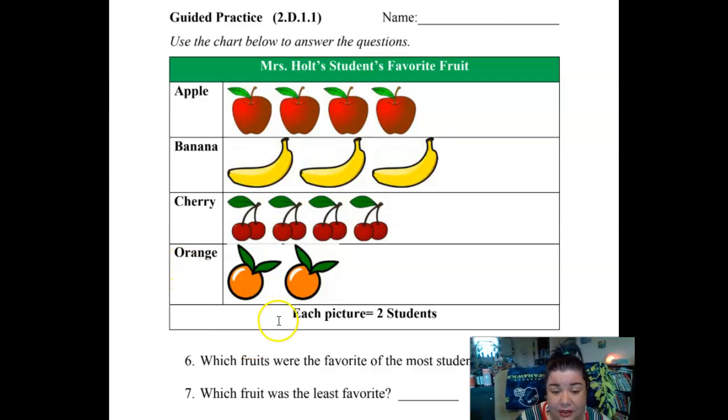What does it say? The key. Look at the key. It says each picture equals what? 2 students. So usually when you're going to see pictures like this, there's going to be a key. So whenever you see a picture for a graph, look for a key, okay? So you got to skip count by 2. 2, 4, 6, 8. 8 people liked the apple, didn't they?